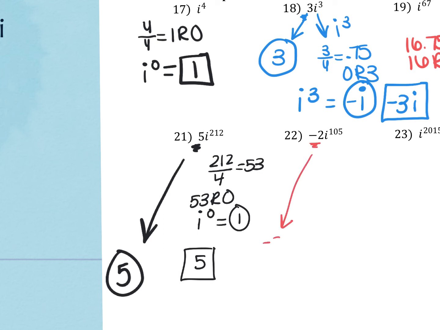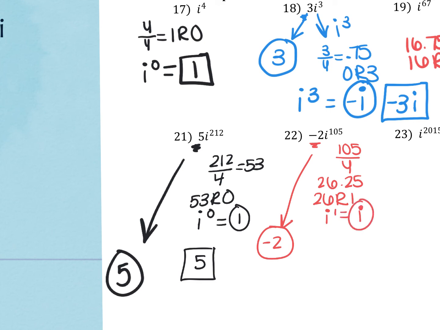Go over to number 22. You have a negative 2 in front, so we're going to bring that down. We'll worry about it in a second. In the meantime, I'm going to take my exponent of 105 and divide it by 4. I get 26.25. So that means that it goes in 26 times with a remainder of 1. So I to the first, which is just the same thing as I. So negative 2I would be your final answer there.